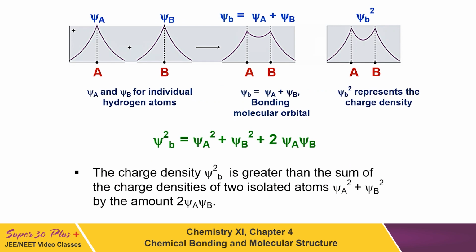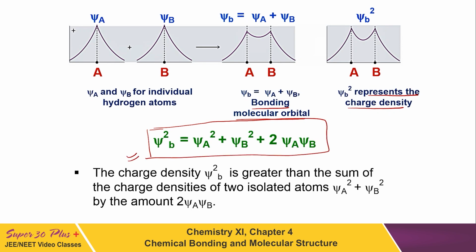Here is the picture where you see the wave function of A and B for the individual atoms, and this is the wave function for BMO, and this represents the charge density. So this psi BMO square is psi A square plus psi B square plus 2 psi A psi B. It is 2 psi A psi B more than the sum of the individuals. So the charge density psi BMO square is greater than the sum of the charge density of two isolated atoms A and B by the amount of 2 psi A psi B. Alright, it is greater than the sum of both of them by 2 psi A psi B.